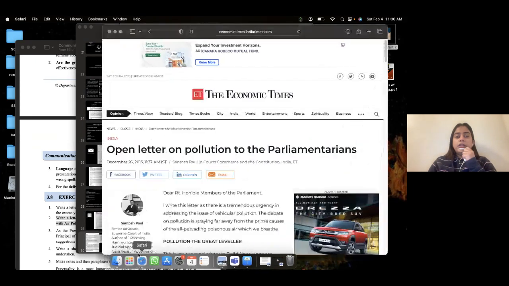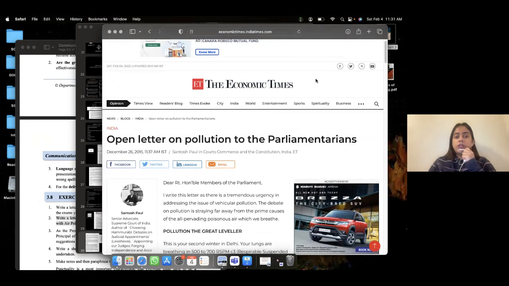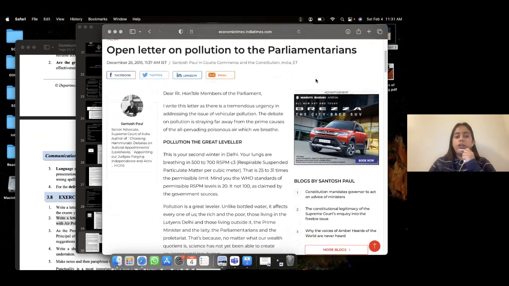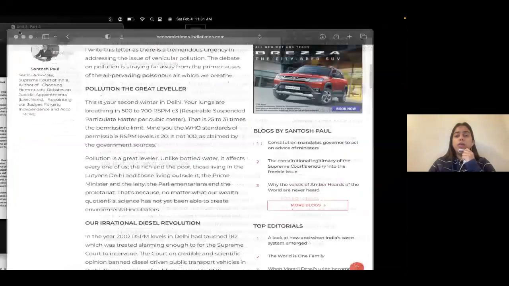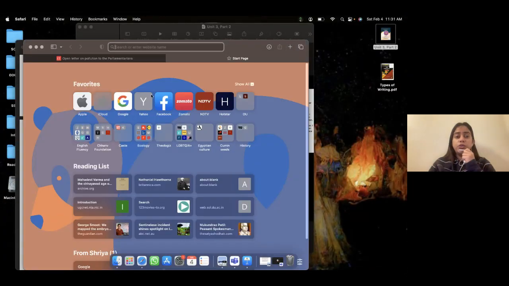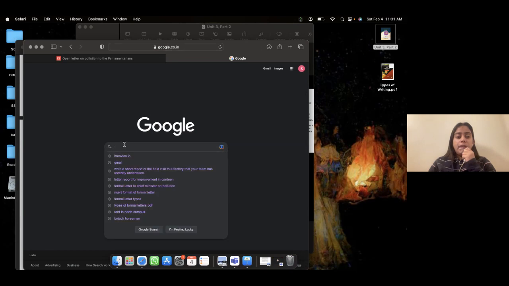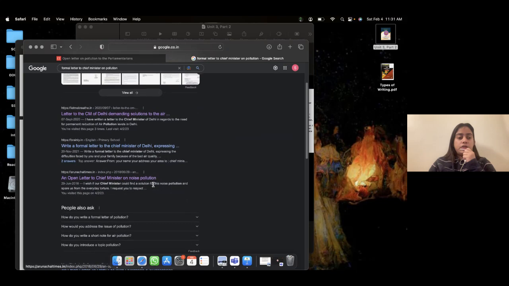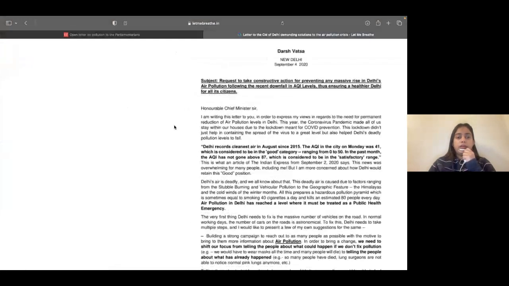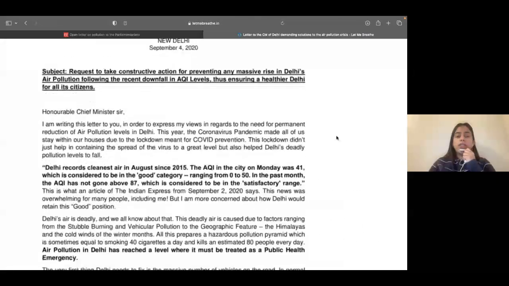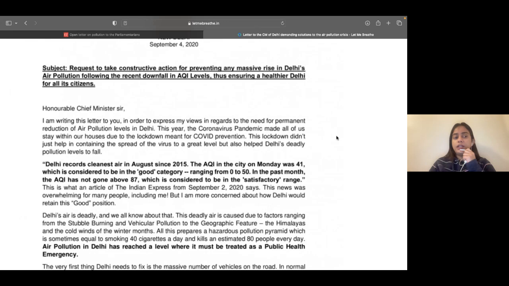Okay, so there was this letter written in 2020 to the Chief Minister, and you may find it online, suggesting measures as to how to prevent pollution, and requesting also to take into consideration that. So this is the letter. I hope it is visible to you. Please look at how the body paragraphs have been constructed.